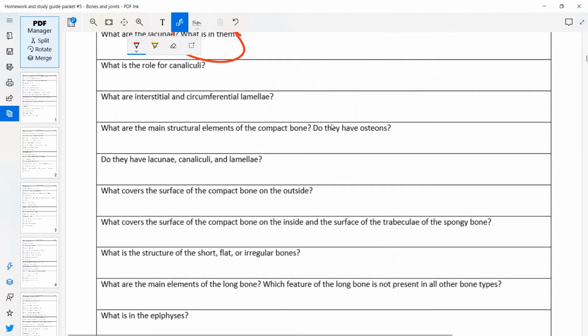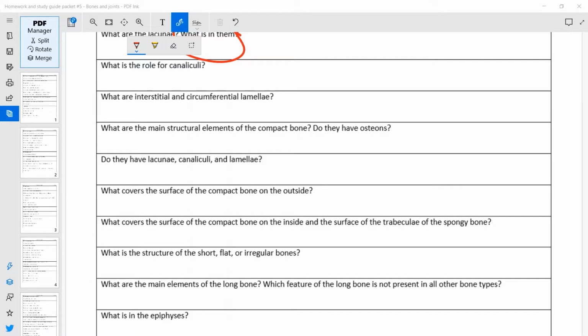Interstitial and circumferential lamellae. Interstitial lamellae are the residues of old osteons that are located between osteons. They are a result of destruction of old osteons during the bone remodeling. Circumferential lamellae run around the entire bone, provide extra resistance to twisting.